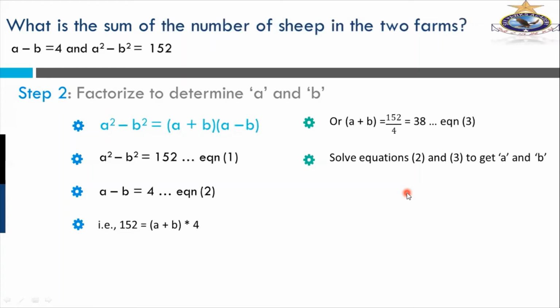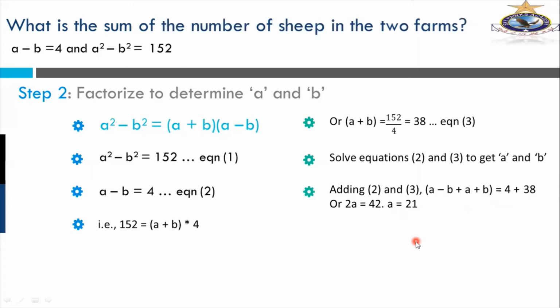Now we have A and B, two unknowns, so we have two equations. A minus B is equal to 4, and A plus B we have just calculated, that is 38. Look at how adding these two, the B and B cancel out. So A minus B plus A plus B gives 2A, that is 4 plus 38. This will become 42, so A is 21.